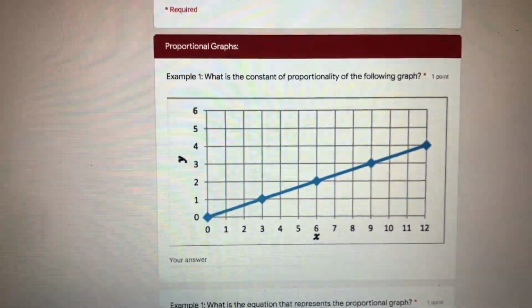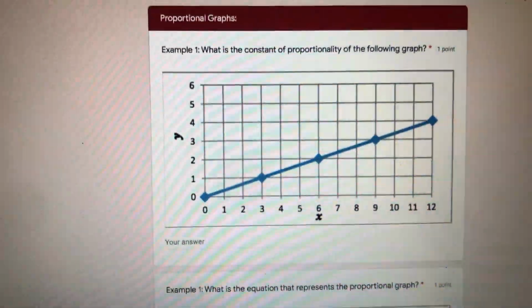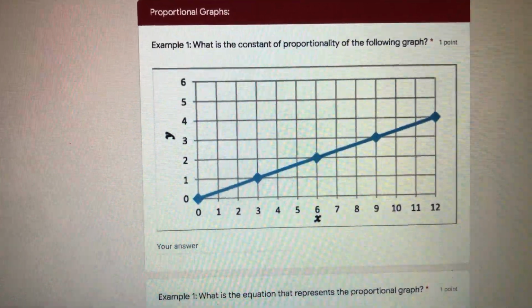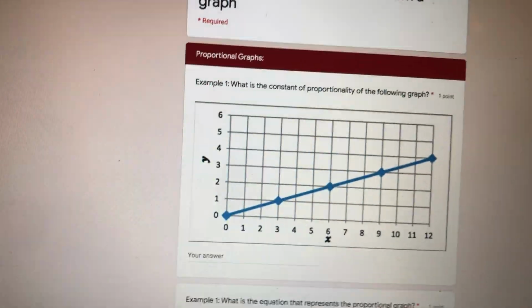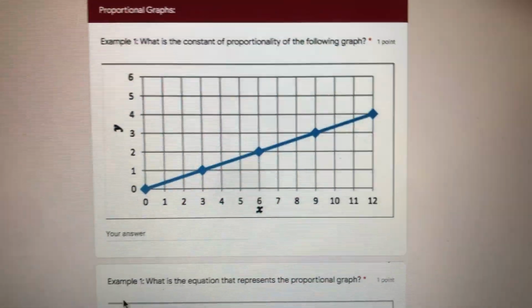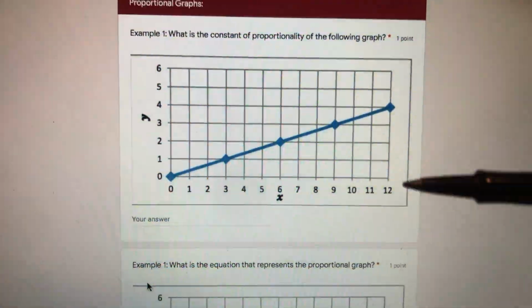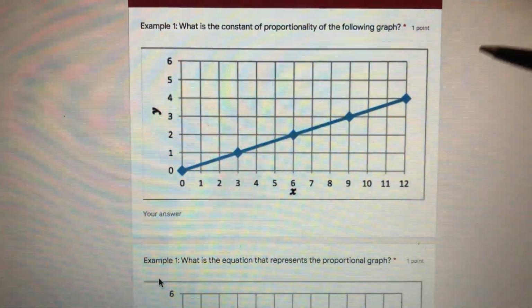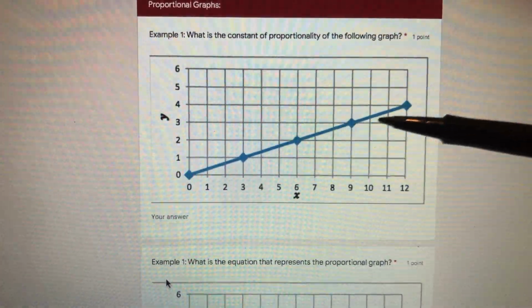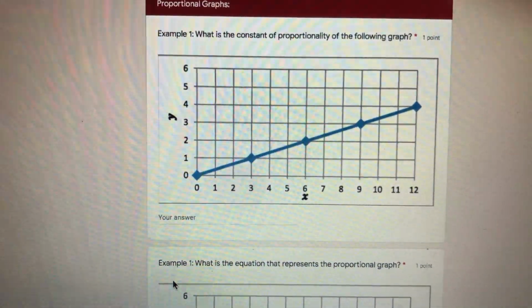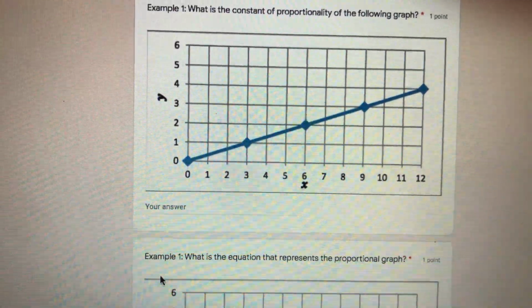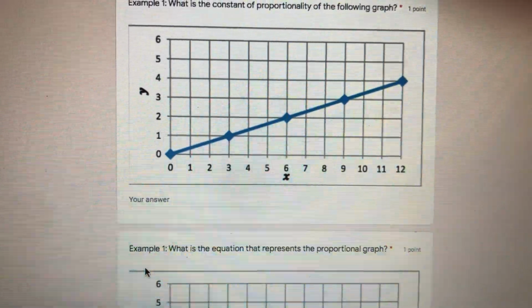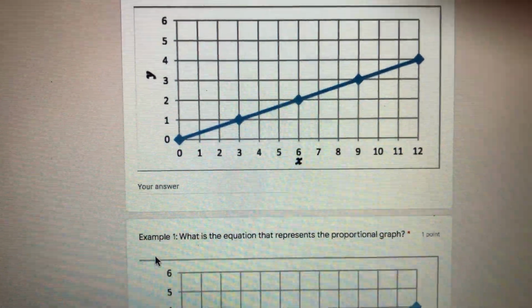Example 1. Anyways, it says, what is the constant of proportionality of the graph? So, we talked about this yesterday in Zoom class. In order for you to find the constant of proportionality, we have to find the ordered pairs of this graph. I already know that this is proportional because it's a straight line and it goes through the origin. And if it's proportional, it means all of these ordered pairs equal the same number. So we just have to find what that number is.